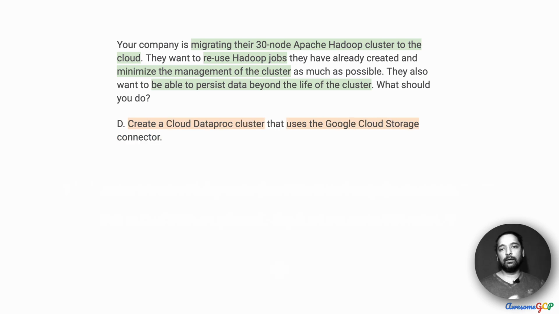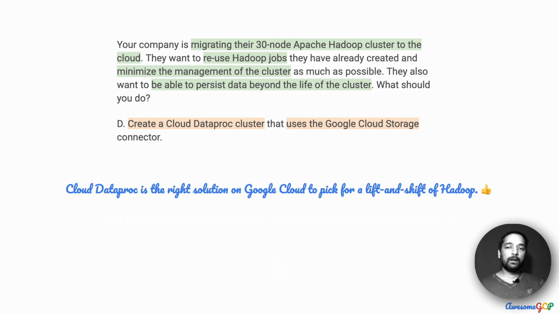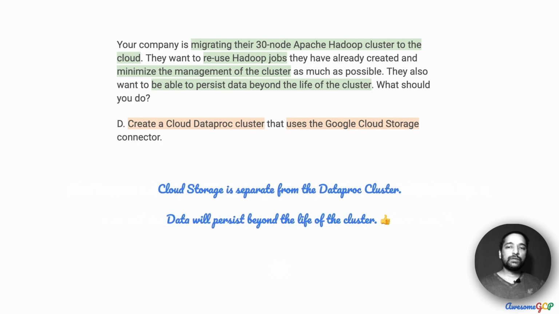Option D now suggests we create a Cloud Dataproc cluster that uses Google Cloud Storage. Now, the first part is exactly what we want. In doing a lift and shift migration of Hadoop from on-prem to Google Cloud, Dataproc should be your first choice. Of course, provided that we do not have an option to rewrite the data processing jobs. How about using cloud storage? Cloud storage is a solution that is separate from Dataproc, which means that whatever you store on cloud storage will persist even beyond the life of the cluster.